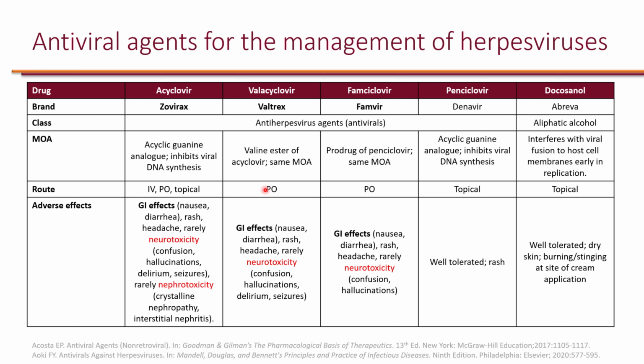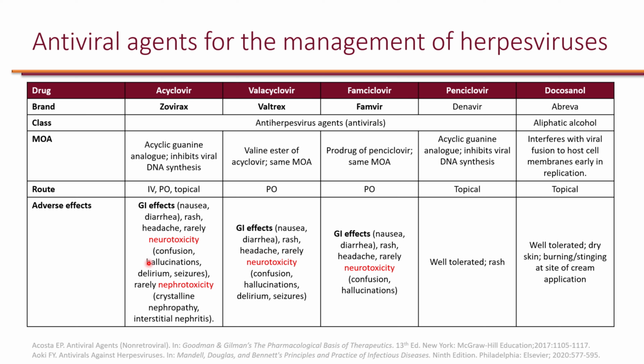And, of course, valacyclovir is not available as IV. Now, when you look at the adverse effects, essentially GI effects, so nausea, diarrhea, but also rash, headache, and rarely neurotoxicity. This would be in the case of, because these are renally cleared, somebody with renal dysfunction who is not renally adjusted, or just in case of overdose, patients are likely to have neurotoxicity. Typically this is confusion, hallucination, but could include seizures.